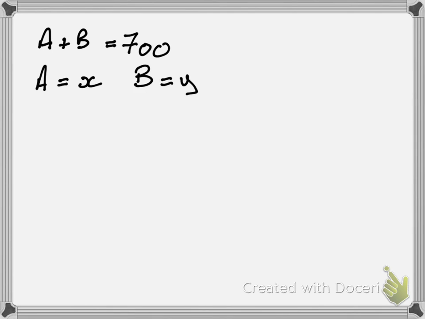So the question that has been posed is about two people who have £700. One's called Andrew and one's called B. I'm just going to refer to them as A and B. And what you don't know is what amount they start with. So I'm going to say that A starts with X amount of money and B starts with Y amount of money.